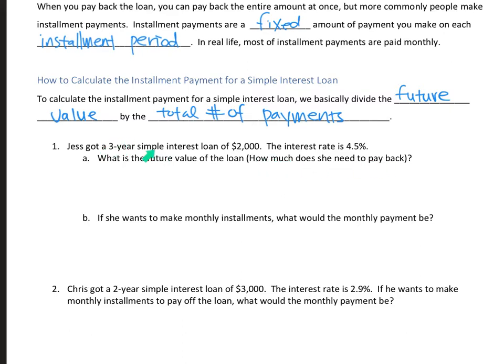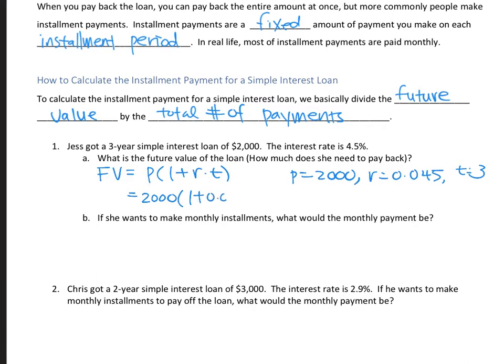Well, it's 3 years, simple interest, $2,000. So I can use the future value of simple interest, P times (1 plus r times t). P is the principal, 2,000. r is the interest rate, 0.045. Time is 3 years, so t is equal to 3. When I plug it all in, 2,000 times (1 plus 0.045 times 3), and calculate this out, I get 2270. So she borrowed $2,000 and she has to pay back $2,270. Of course, that's because of interest, right?